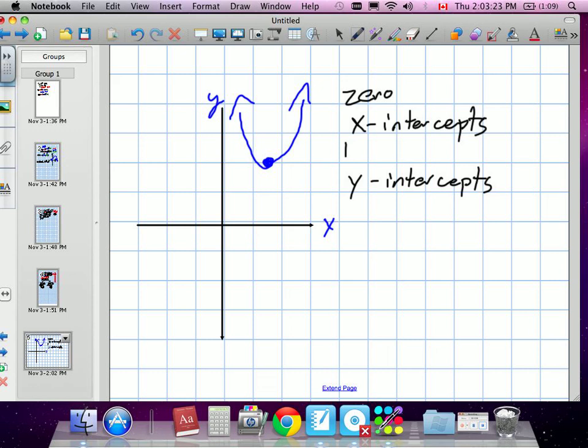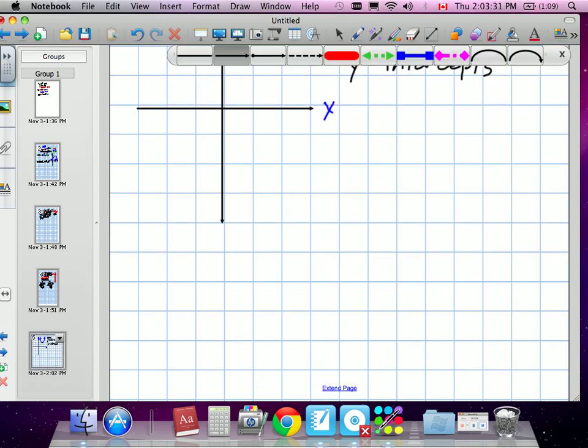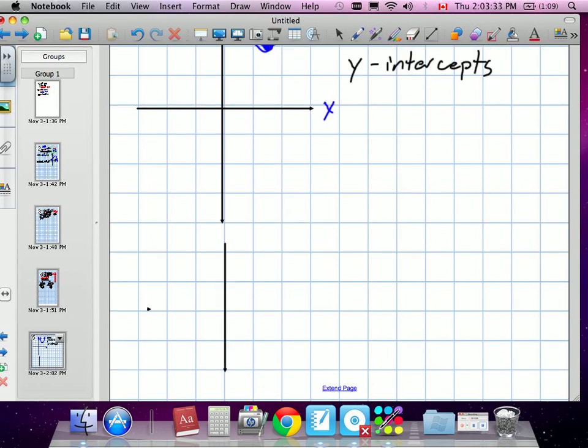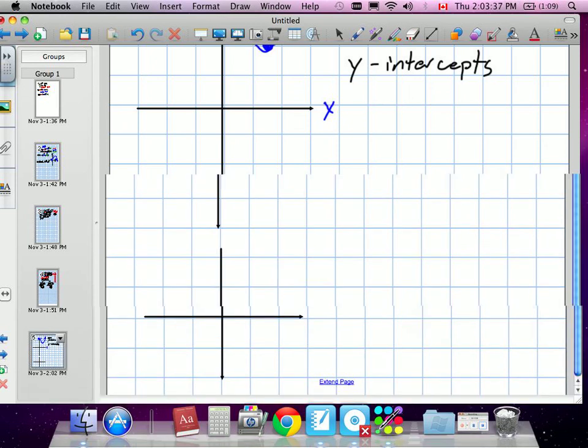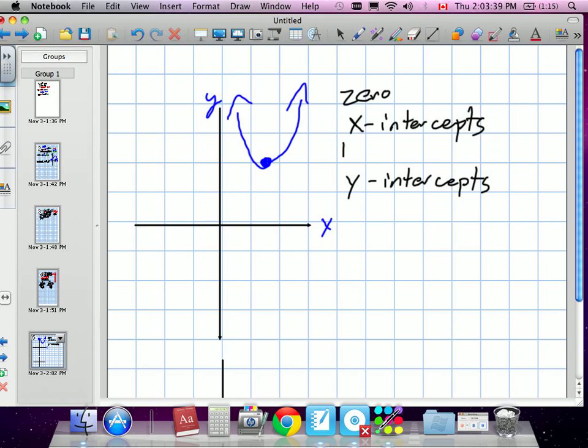Okay? Let's do another one. The same idea happens here. If we have a vertex below and the parabola opens downwards, we'll have 0 x-intercepts because it won't cross the x-axis, and we'll have 1 y-intercept.